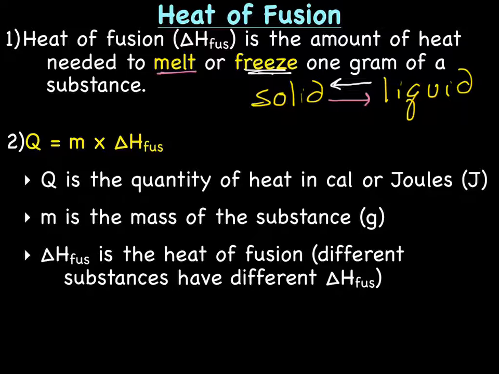So for heat of fusion, there is an equation. It's Q equals M times delta H fusion. Q is the quantity of heat, and that will be either in calories or joules. Those would be the units. Then you have M. M is the mass of the substance, in grams, of course. And delta H fusion is the heat of fusion. Different substances have a different heat of fusion. That's a constant for a particular substance.